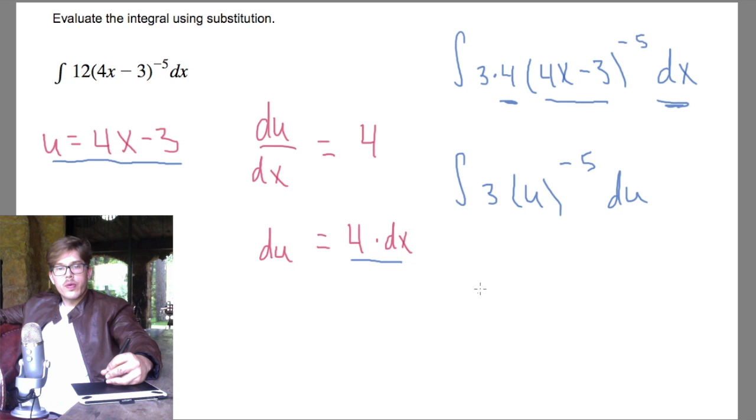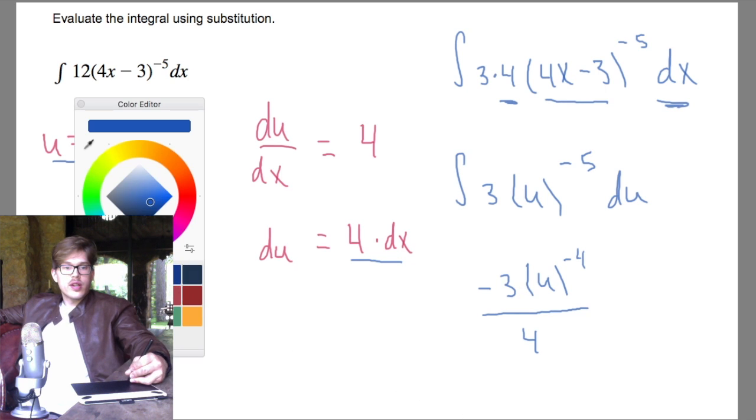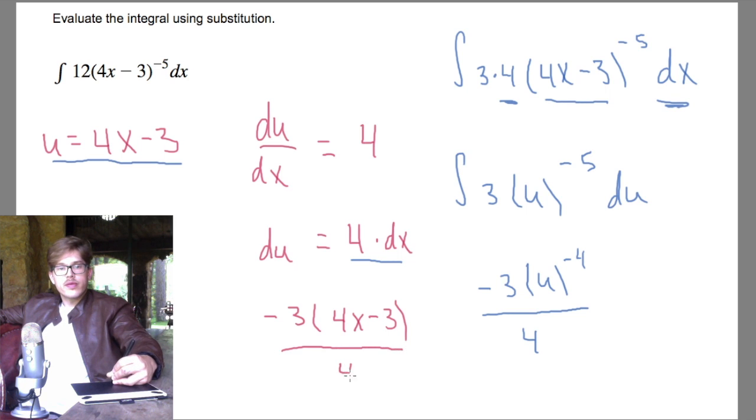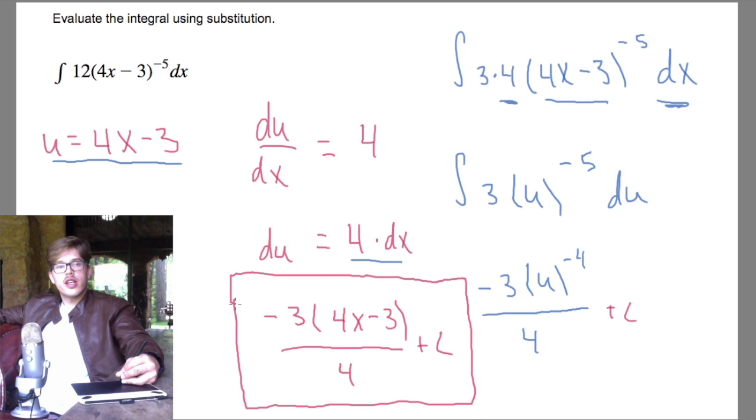Whenever we integrate this, what are we going to get? We're going to get negative 3 u to the minus 4 all over 4. Now we can plug back in our value for u, and we will get minus 3 times (4x minus 3) to the minus 4, all over 4. And don't forget to add our plus c, because it can be plus any constant, as this integral is not bounded. So this is how we can use u substitution to find this integral.